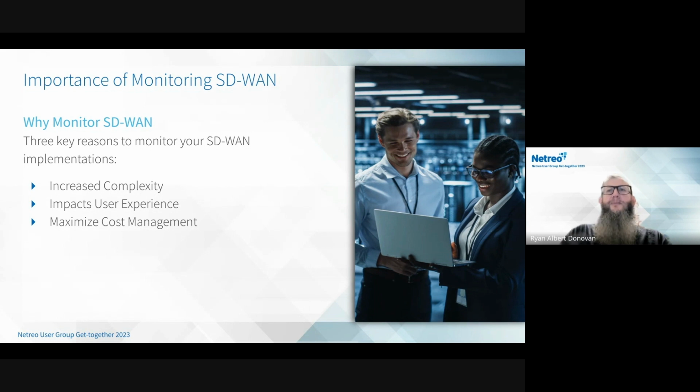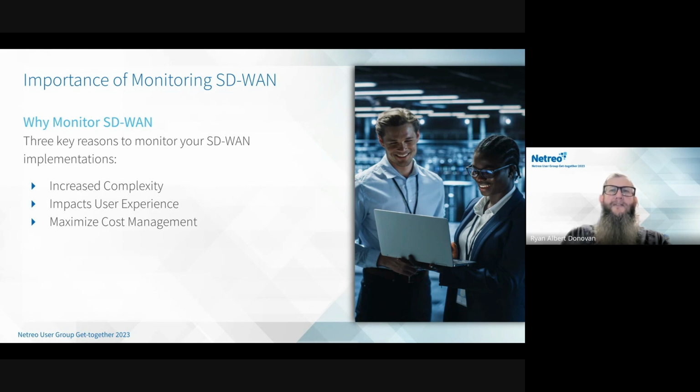Thirdly, a huge selling point of SD-WAN is the promise of cost savings. But without monitoring, you may miss opportunities to optimize costs further. By continuously monitoring network utilization and application performance, you can make informed decisions about which transport links to prioritize, potentially reducing expenses. In essence, monitoring ensures that you're getting the most value out of your SD-WAN investment.